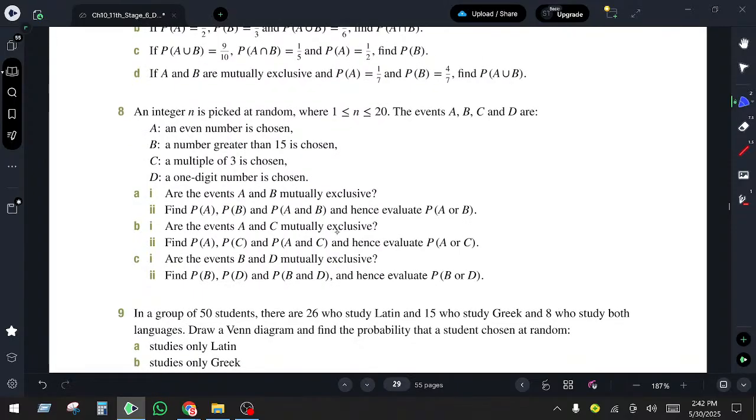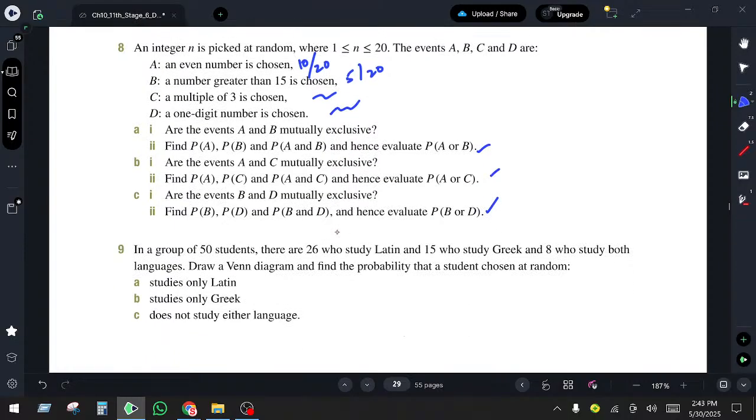An integer n is picked randomly from 1 to 20. The events A, B, C, D are: A is an even number. How many even numbers are there between 1 and 20? 10 are even numbers, so 10 by 20. The number greater than 15 is chosen: 16, 17, 18, 19, 20. It's 5 by 20. So you can do the options. It is not an issue.